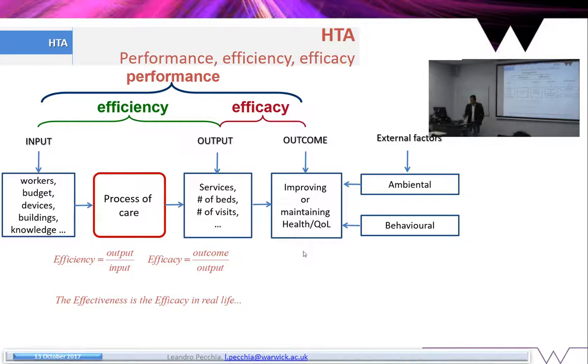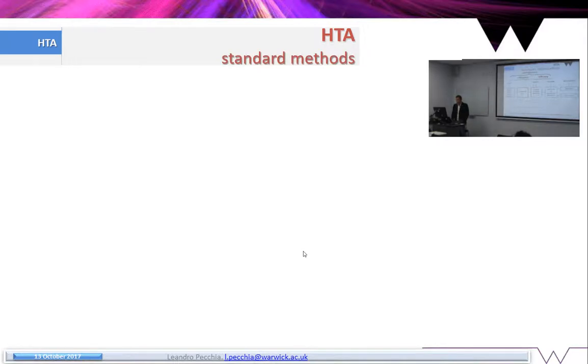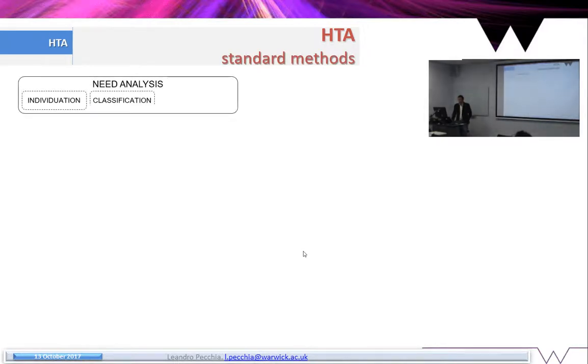And then obviously we can combine both, and we will talk about performance. Performance is the ratio of outcome on input. So without using the intermediate measure, which is the output, we want to know, given some input, what is your capability to produce an effect on patients' lives. Okay, sorry for those few but needed introductions.